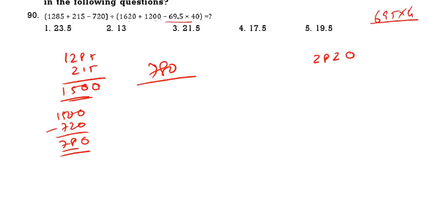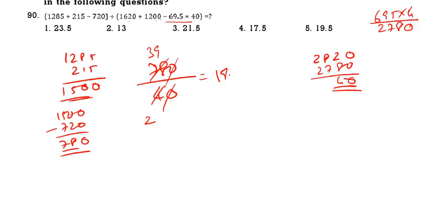First you multiply 695 into 4. 20, 38, 2780. 2780. We will get 40. So what is 780 by 40? 0, 0 cancel. 39 by 2, that is equal to 19.5. 19.5 is the correct answer.